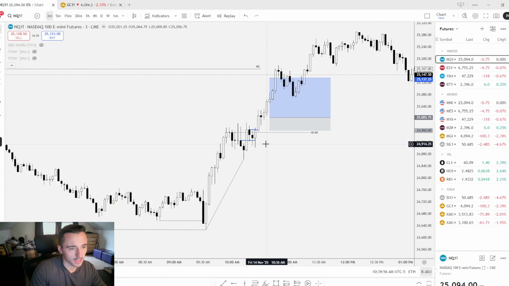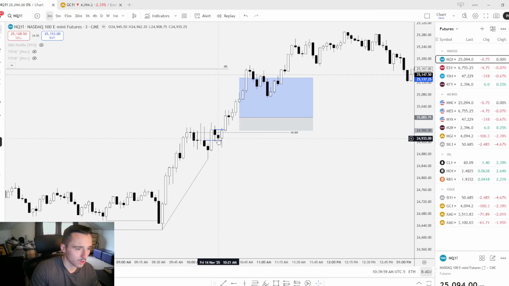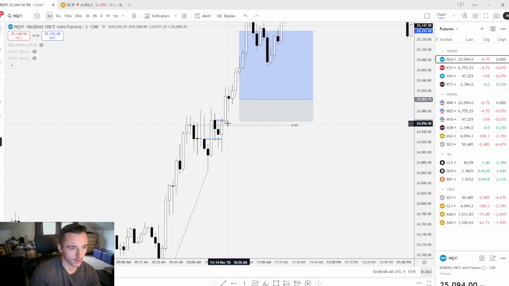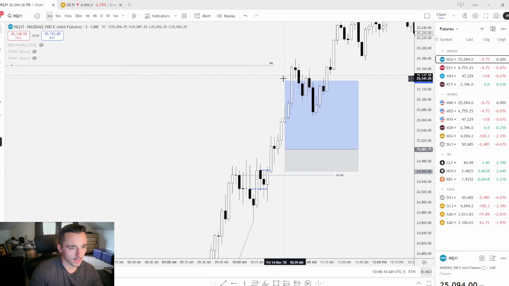Stop loss went here because we slow grind lower expansion. We don't want to see expansion met with expansion, so I put my stop relatively tight, even though it was still 43 points. And then I targeted a 2R.